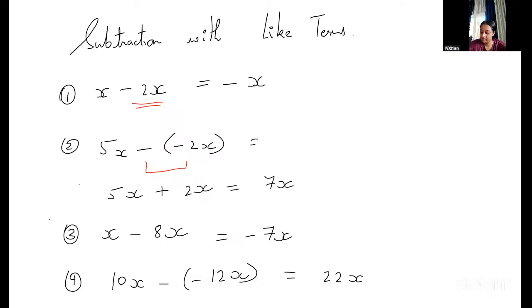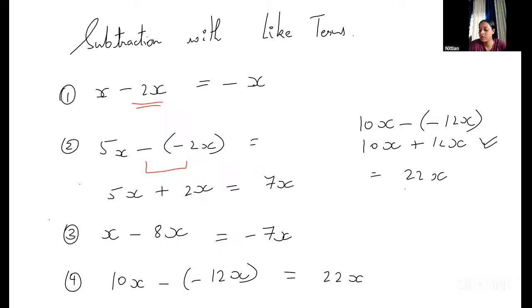See, Nathaniel, your answer was correct, but only the sign was off. 10x minus minus 12x becomes 10x plus 12x. Now in this sentence where we have 10x plus 12x, both terms are positive, so the answer, 22x, will also be positive. I hope the subtraction part is clear to you all.